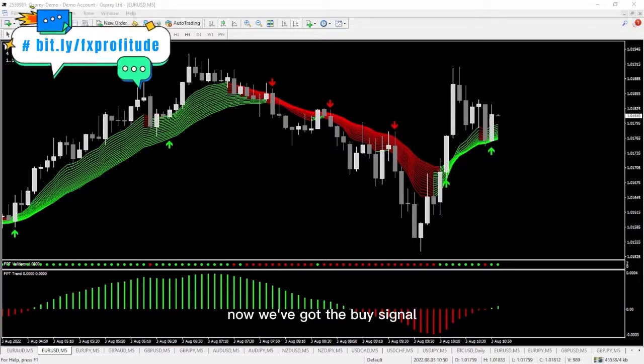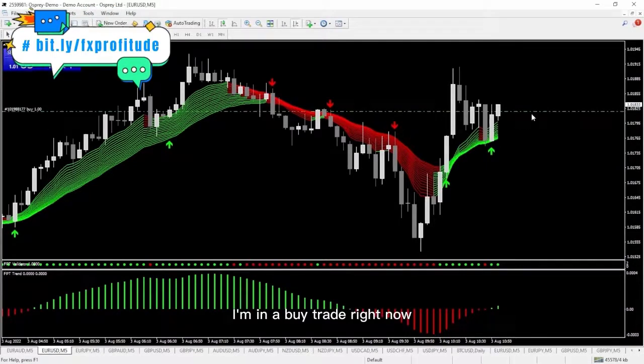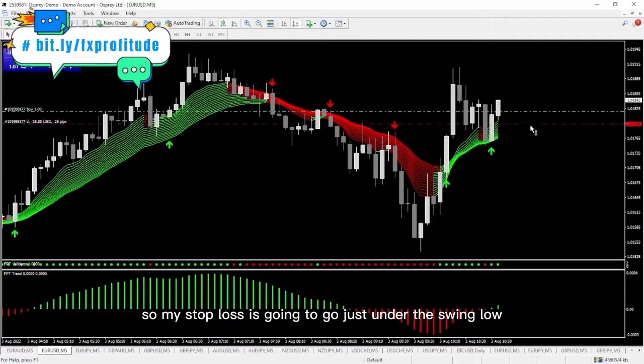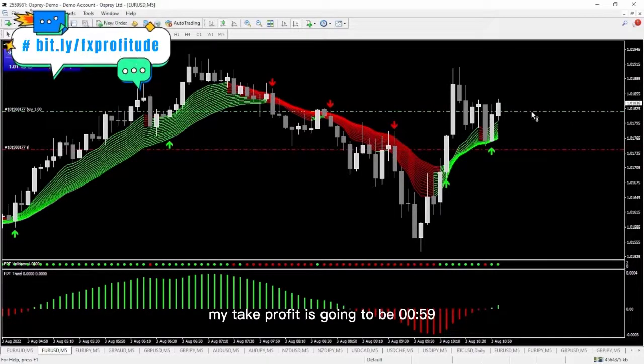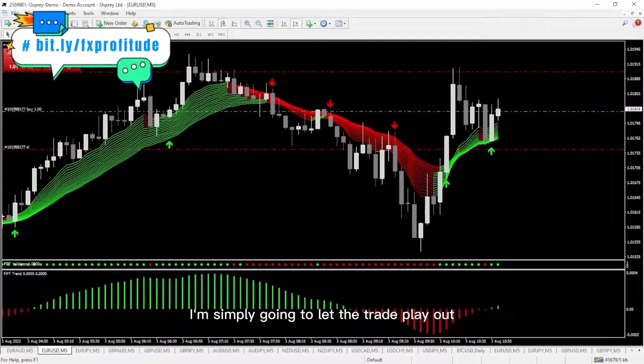Now, we've got the buy signal, so I am going to get into a trade. I'm in a buy trade right now. So my stop loss is going to go just under the swing low. My take profit is going to be 1-to-1. So we're moving it just up here. And at this point, I'm simply going to let the trade play out.